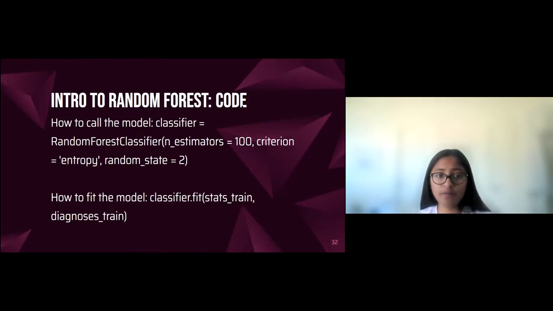Coding the random forest is really easy with scikit-learn, which is a Python library. You basically just have to write 2 lines of code. You call the model by naming it. So I'm naming my classifier, and then this is the random forest classifier function, which is imported from scikit-learn. And then n estimators is the number of trees in my forest. 100 is kind of a high number. It would take a pretty long time to train that. So for the purposes of this workshop, you should keep it to 50 or below. More trees can mean higher accuracy, but it can also mean overfitting.